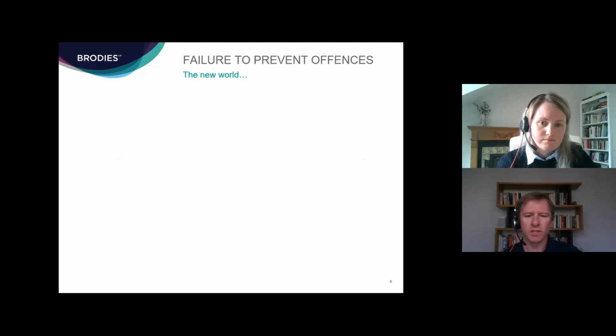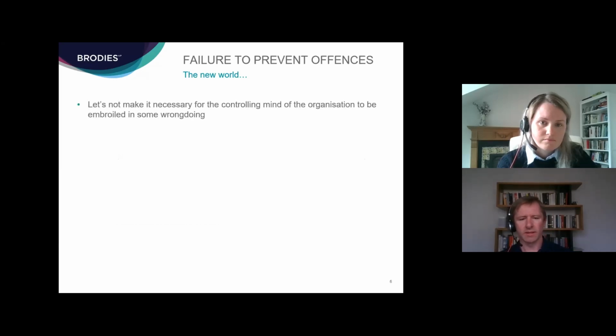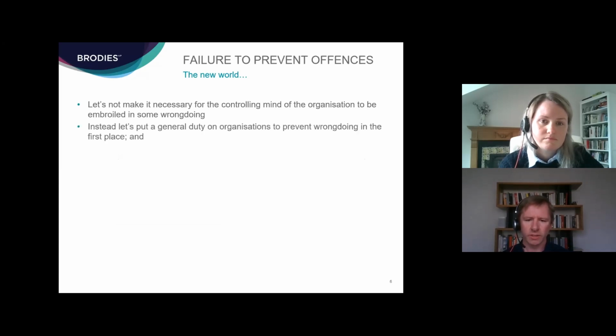And then the new world which came in was the failure to prevent offence. And the background to that is something like this. I almost imagine prosecutors and government officials having a discussion saying, right, let's not make it necessary for the controlling mind of an organisation to be embroiled in the wrongdoing. Instead, let's just put a general duty on organisations to prevent wrongdoing in the first place. And let's make them guilty if something bad does happen and they failed to prevent it from happening.